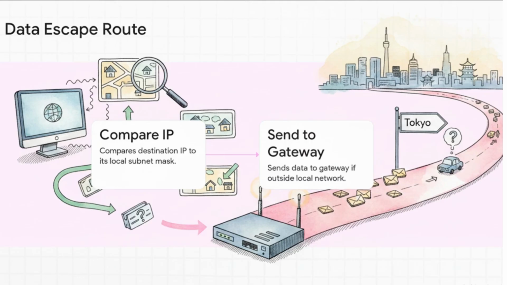Step 2. If the result tells the device that the destination is outside the local network, it stops trying to find it locally. It immediately bundles up those data packets, slaps the MAC address of the default gateway right on the Ethernet frame, and sends them straight to the gateway's IP. It doesn't need to know the whole route to Tokyo, it just needs to know how to reach the postmaster.